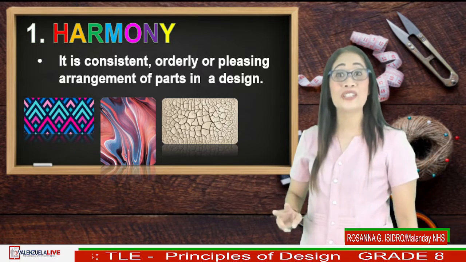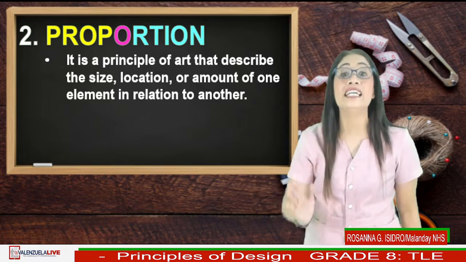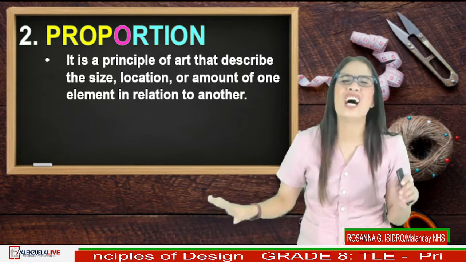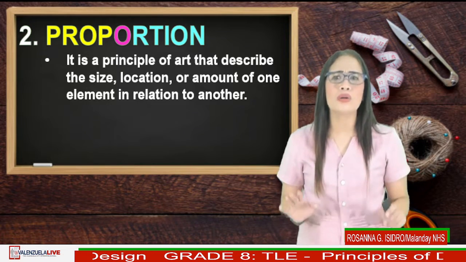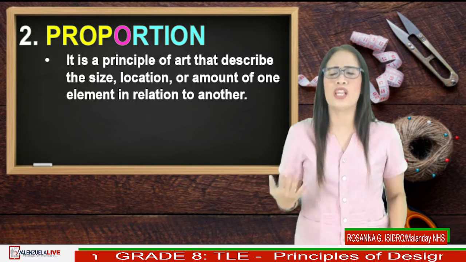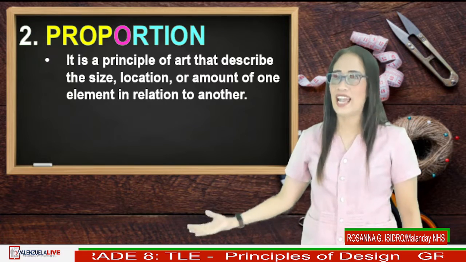The second one is proportion. It is a principle of art that describes the size, location, or amount of one element in relation to another. Example of proportion.